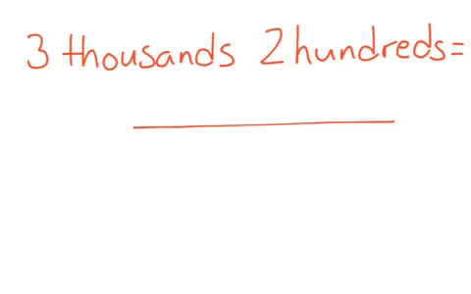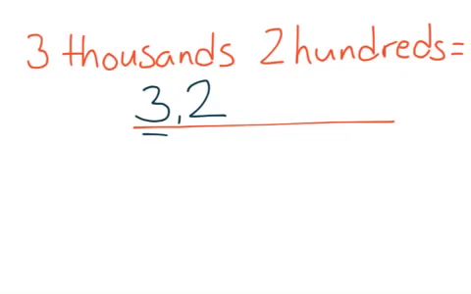Okay, let's look at a different type of problem. This one gives you even more words that you have to look at. We have 3,000s and 200s. All they want us to do is write the number. So again, my 3 is going to go in my thousands place. My 2 is going to go in my hundreds place. And if my 2 is in my hundreds place, I have to figure out how many zeros I'm going to add so that my 2 is in fact in my hundreds place.